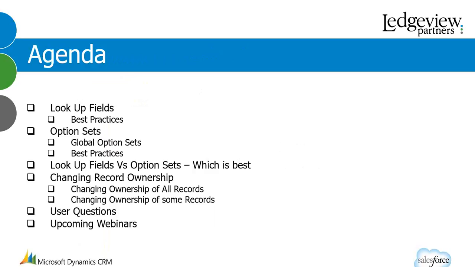Today, we are going to let you know what lookup fields are and the best practices for using them. We'll then move on to option sets, let you know how to create, when to use global option sets, and best practices for using them. We'll then move on to changing record ownership, how to change ownership on all records or how to change ownership on some records. Michael is then going to answer the user-submitted questions. I will close out today's webinar with the upcoming CRM User Group webinar details.